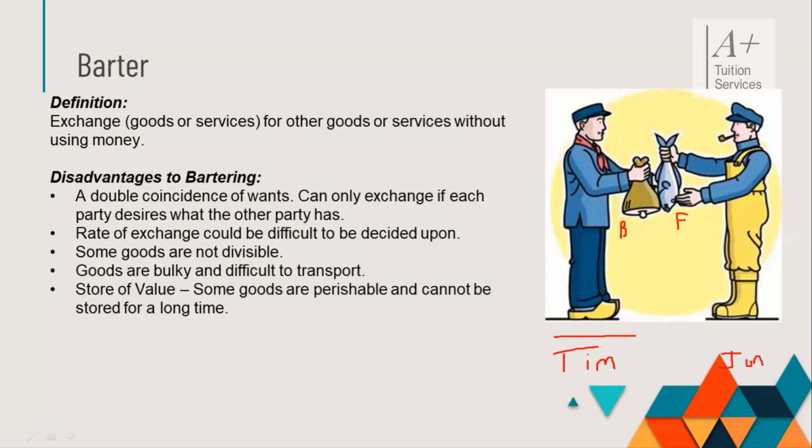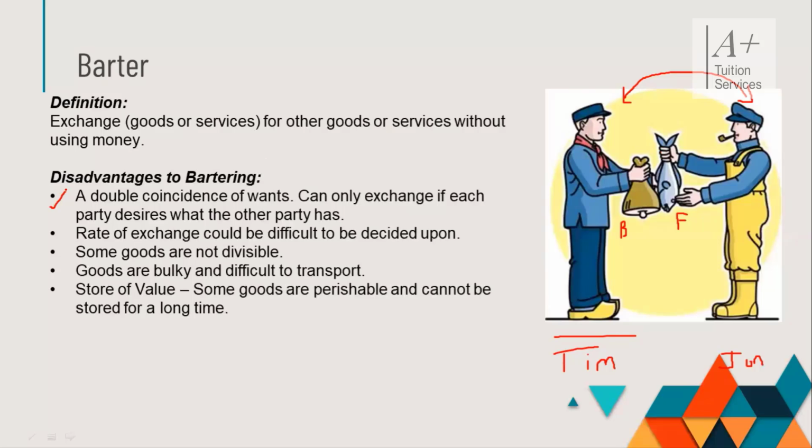Bartering will only work if John wants Tim's beef and if Tim wants John's fish. If they don't want what each other has, then they cannot exchange. Okay? So this is the first disadvantage. Another disadvantage is that the rate of exchange could be difficult to decide upon.